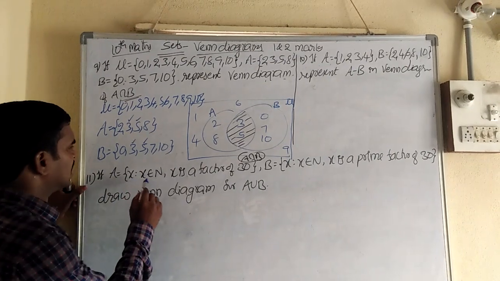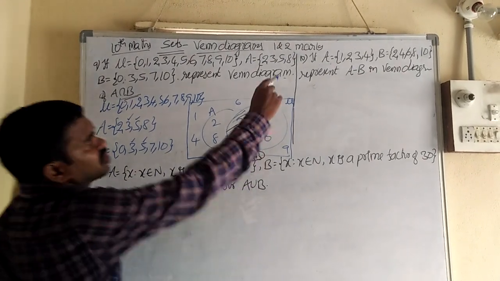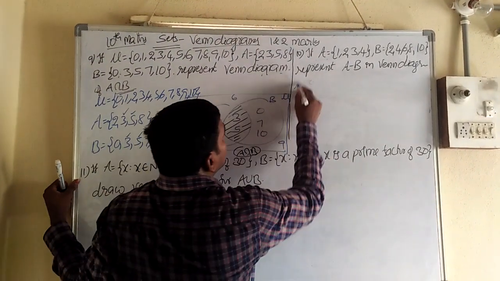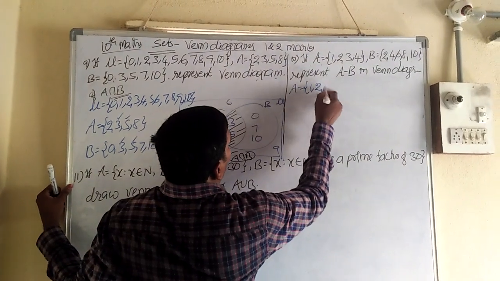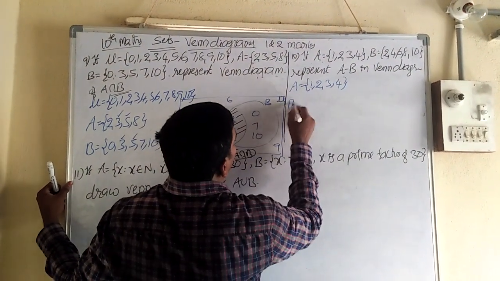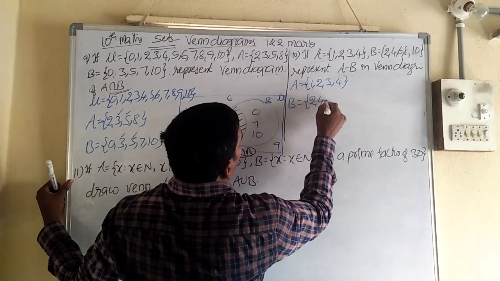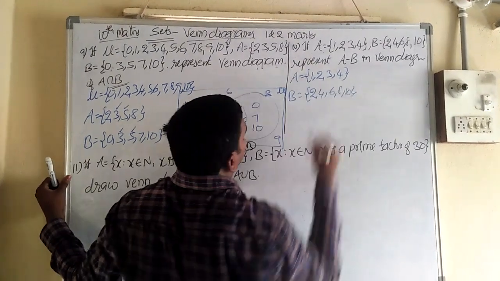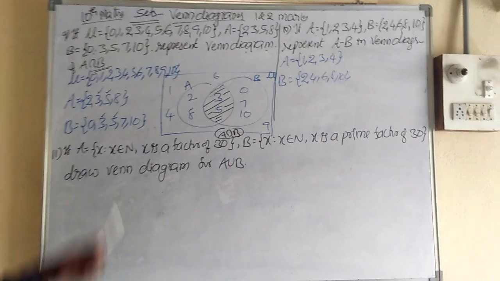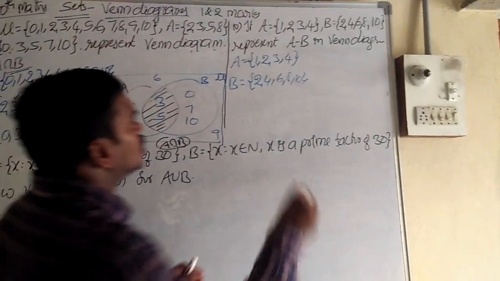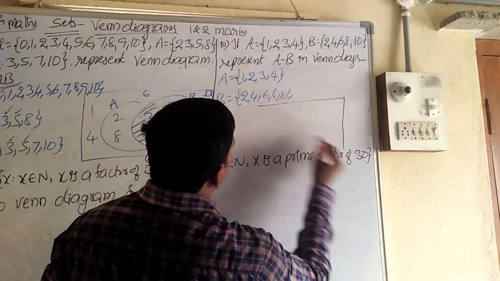A equals the set of x such that x belongs to N. The 10th question is there. Here A is given as 1, 2, 3, 4. B is given as 2, 4, 6, 8, 10. Asking for the Venn diagram of A minus B. So, A minus B.